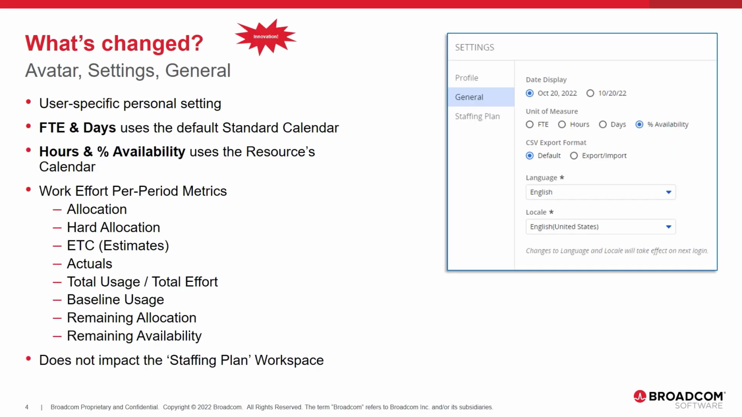Each user can choose to use this new unit of measure as a personal setting to display and enter data throughout the application for the work effort fields. The percent availability will take the incoming number and apply it based on the resource's calendar. The setting impacts the stock work effort fields, which appear on workspaces and modules throughout the application for managing allocations and estimates and viewing actuals.